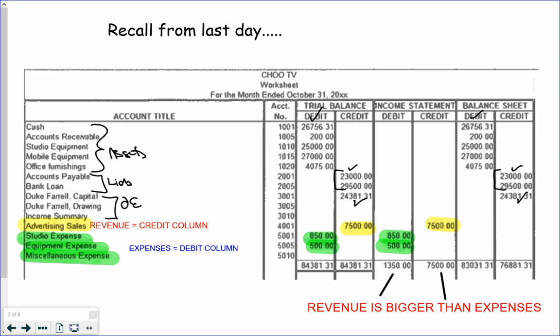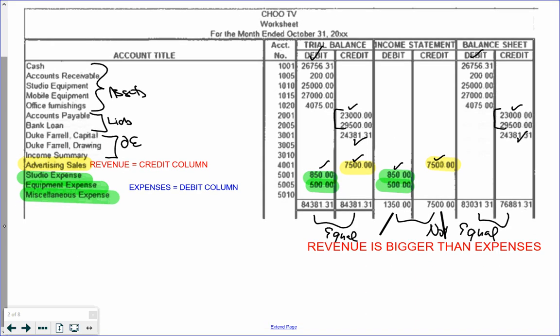And then revenue and expenses. Revenue is credit on the trial balance and credit on the income summary. Expenses are debit on the trial balance and debit on the income summary. And again, if it's debit here, it stays debit here. If it's credit here, it stays credit there. So when you are done, these are equal. These ones are not equal. So what we have to do today is figure out how to make those equal to each other. That's what we've got to learn today.